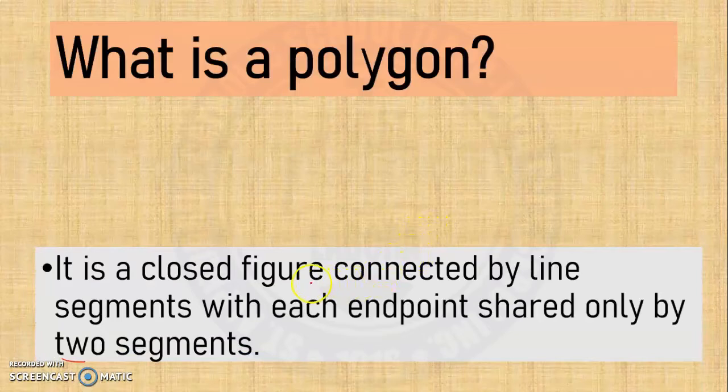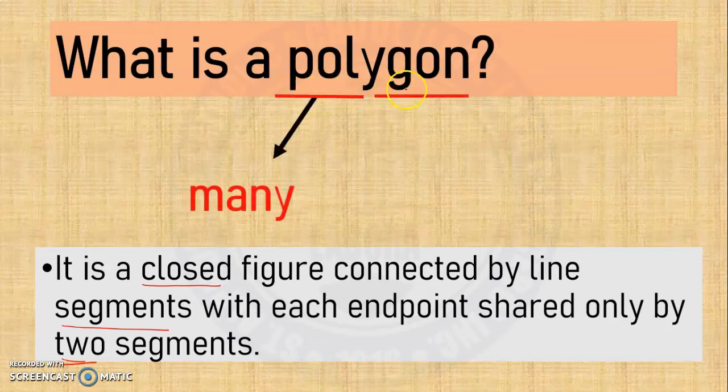It is a closed figure connected by line segments with each endpoint shared only by two segments. Again, it is a closed figure. Now, the word polygon comes from two words, poly, which means many, and gon, which means angle. If we combine these two words, polygon means a figure with many angles.